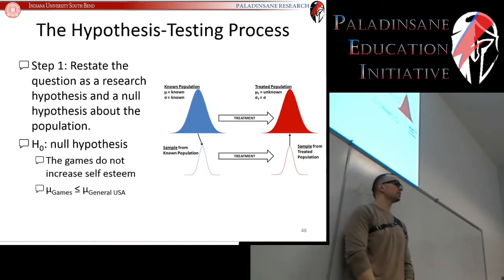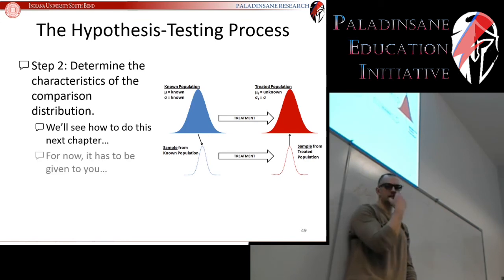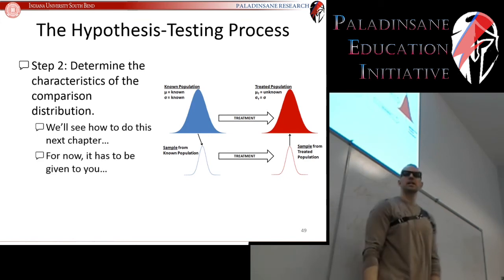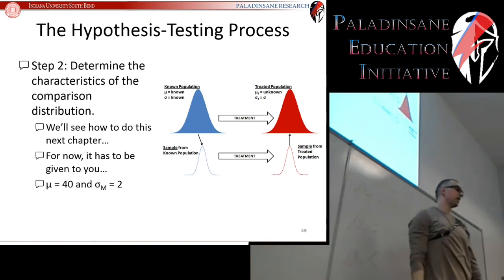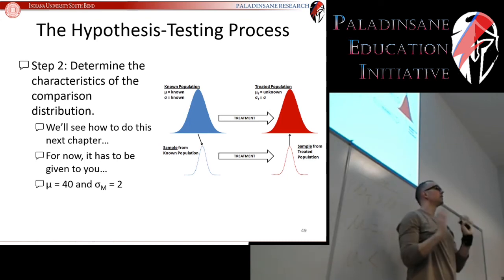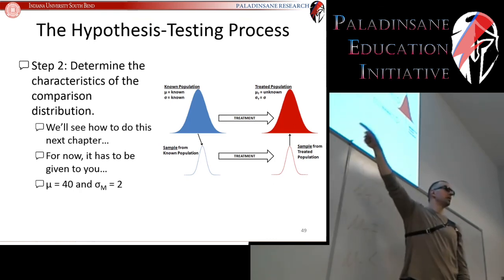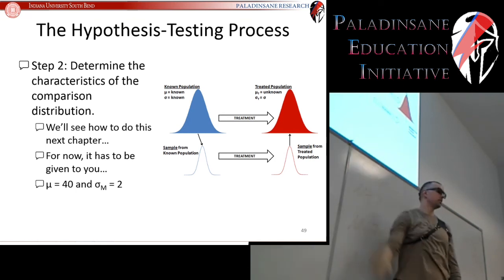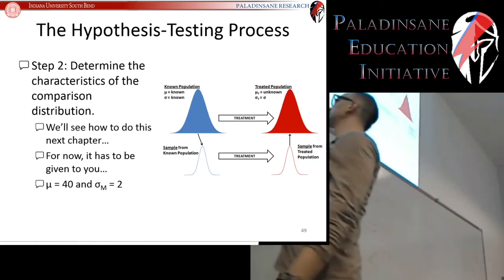Step 2, determining the characteristics of your comparison distribution. We're going to see how to do that in chapter 6, but that does not change. One-tailed, two-tailed, that stays the same. So for right now, it's got to be given to you, and the comparison distribution has a mean of 40 and a standard deviation of 2. The population has a mean of 40 and a standard deviation of 8. They are 2 different distributions. That is a distribution of sample means. We have a sample mean. We compare it to a distribution of sample means. Keep that in mind, because it's going to be important in the near future. All right, so that is our comparison distribution.